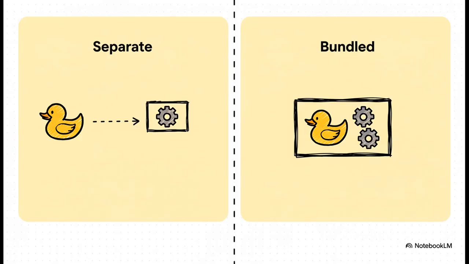Okay, right off the bat, just look at these two ways of doing the same thing. On the left, you've got your data over here and a function that uses it over there. They're separate. But on the right, the data and the action are bundled up together nice and neat. Which one just looks easier to manage? That gut feeling you have? That's exactly what we're going to dive into.